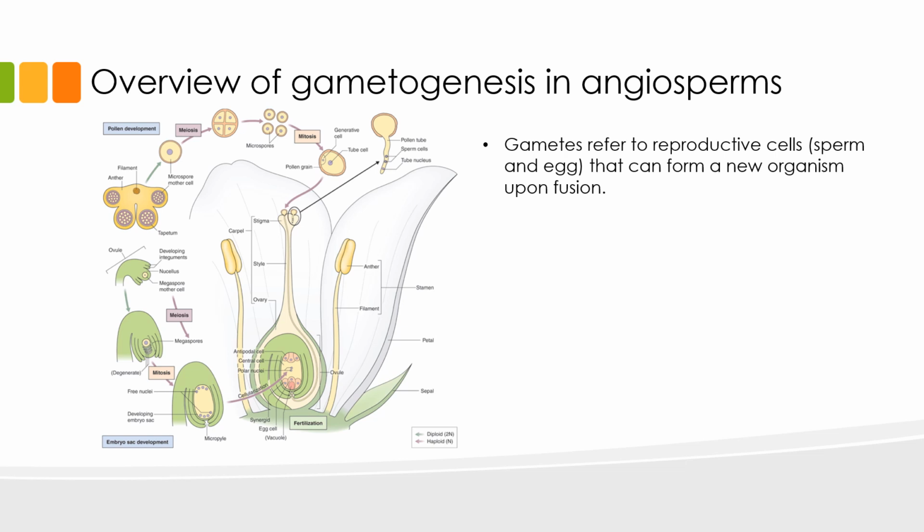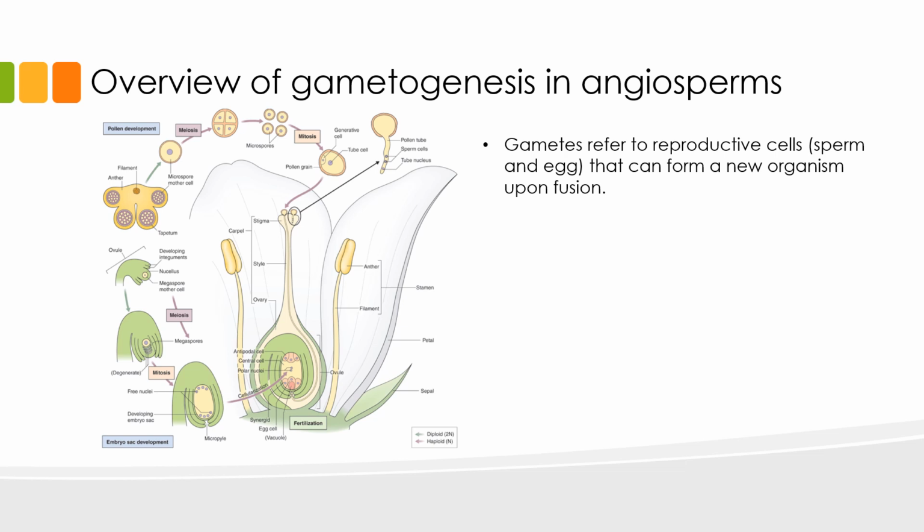Recall that flowers have four basic parts or organs arranged in concentric circular whorls. These organs include the sepals, petals, stamen, and the carpel. Among these, only the stamen and the carpel are considered reproductive structures. The stamen is the male reproductive organ, while the carpel is the female reproductive organ. Within the stamen and the carpel, the male and female gametes respectively are formed.